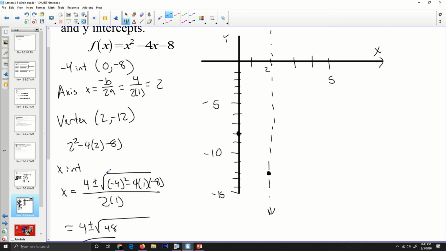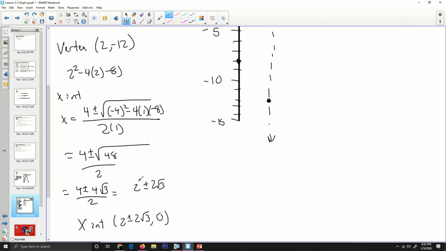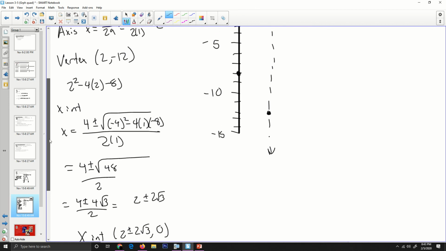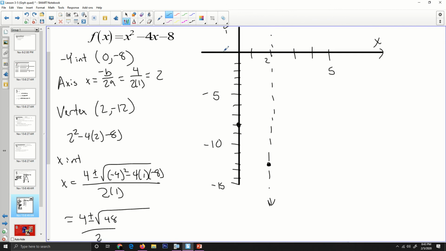And then let's see here. My x-intercepts, we said 2 minus 2 square root of 3. 2 times the square root of 3 is bigger than 2, so I'll have a negative. I'm just going to graph a point and call it 2 minus 2 square root of 3, and then I'll come over here and graph a point and say 2 plus 2 square root of 3. And we will graph all of those points right there, and we will say that's done, and we'll call that a day.